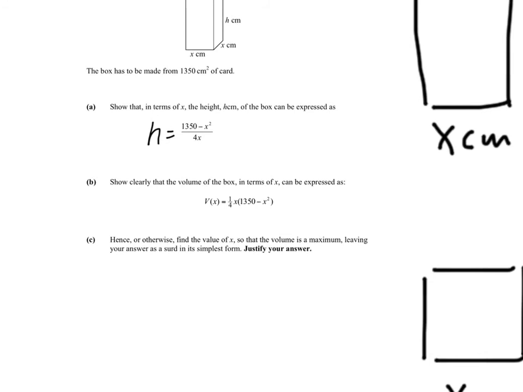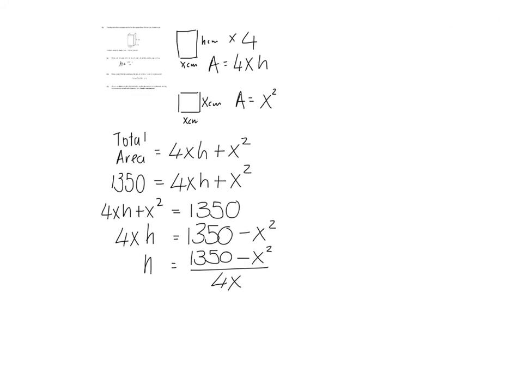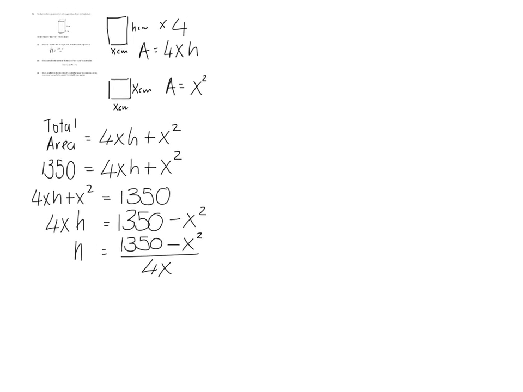Part B asks us to show clearly that the volume of the box in terms of x can be expressed as this thing here. So what we know about the volume of a box is that we find it by working out the length times the breadth times the height. So the volume of this cuboid box is LBH, length times breadth times height. That means the volume is the length, which is x, multiplied by the breadth, which is x, multiplied by the height, which we now know is this thing here.